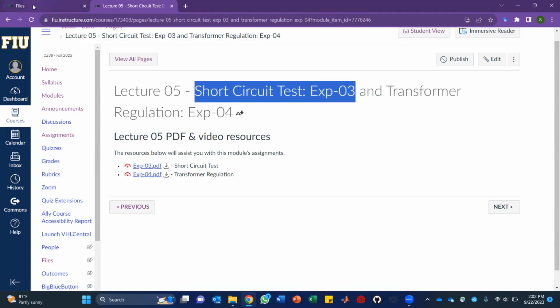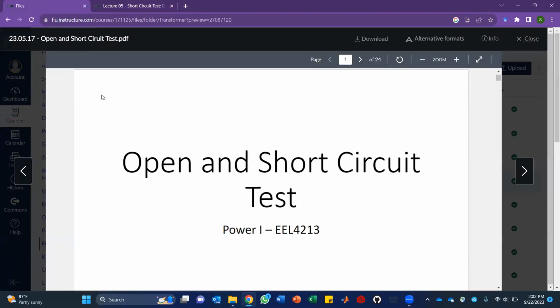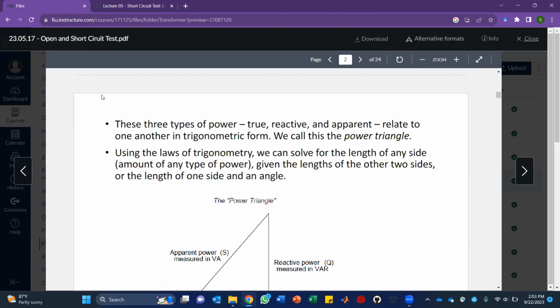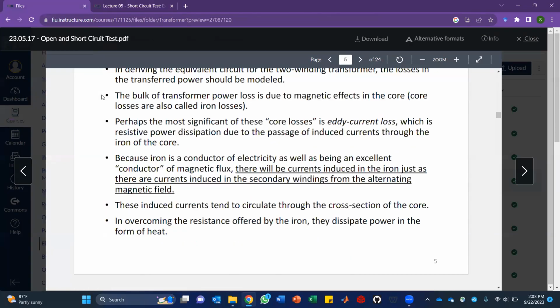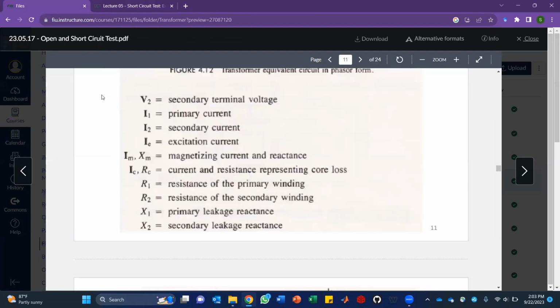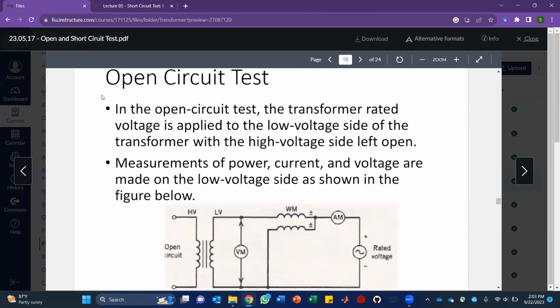It is a continuation. There are some tests that engineers also do in the practical field. One of them is the open circuit test, and another one is the short circuit test. This is super important. Last week we covered the open circuit test, and this week we are gonna talk about the short circuit test. It's a pretty straightforward test.